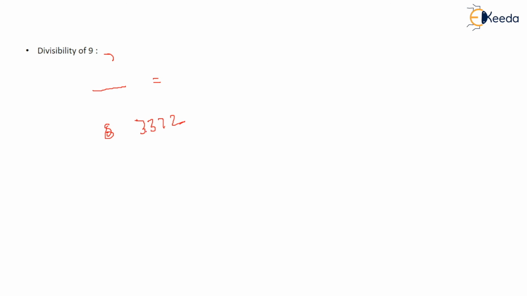3372. Okay, I have to check whether this number is divisible by 9 or not. 3 plus 3 plus 7 plus 2. So after adding this, 6 plus 7, that is 13. 13 plus 2, 15. After dividing 15 by 9, you get a remainder of 6, right? So 6 is the remainder, you can directly find it.